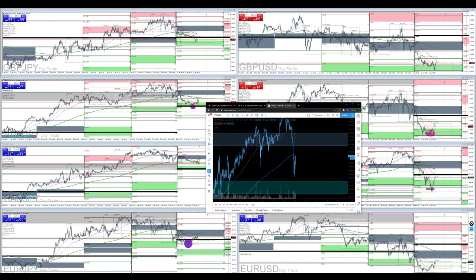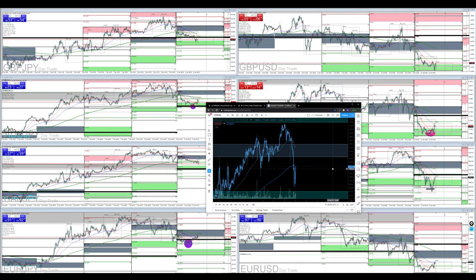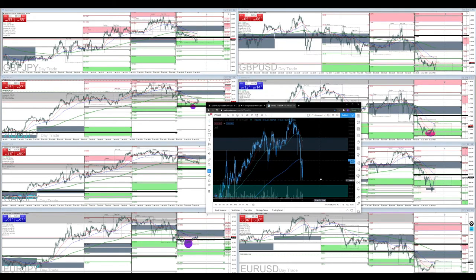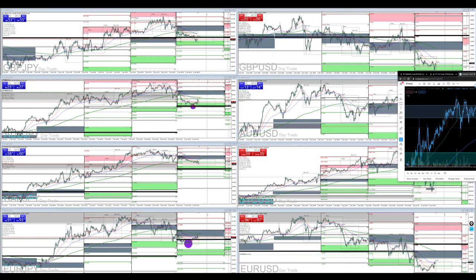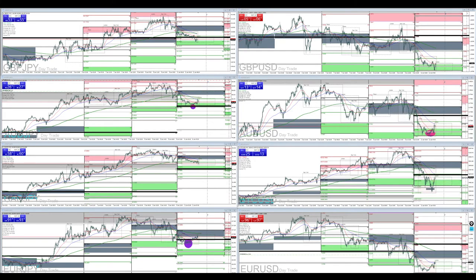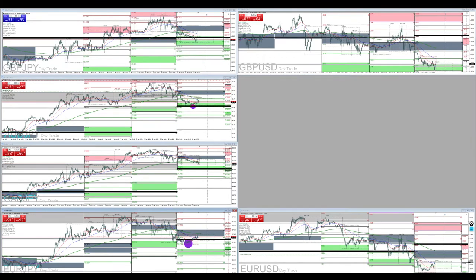Checking out the boxes. We did break through our support box, came down to the previous resistance turned support. So we'll see if we just bang around these boxes or if we move back through the upper box. All right, let's go ahead and switch this back over to my dark charts.